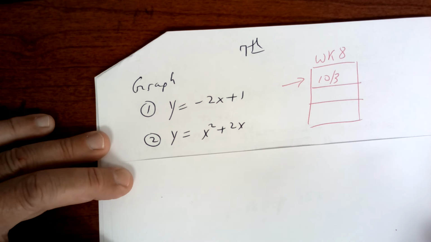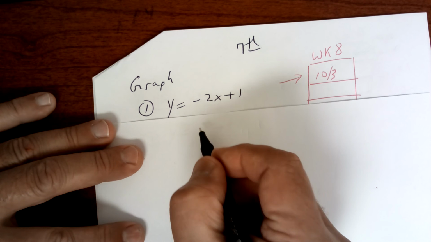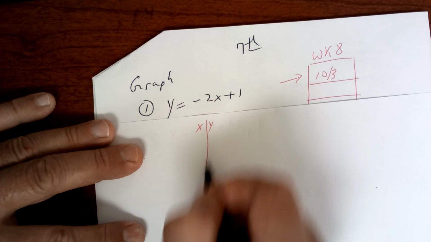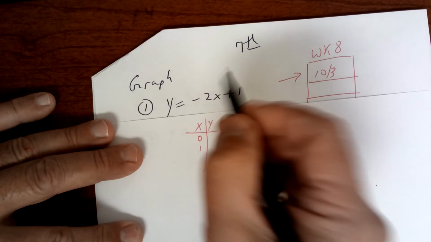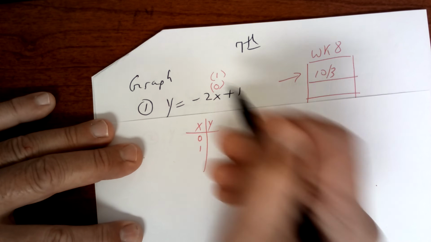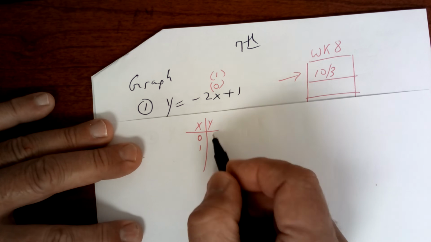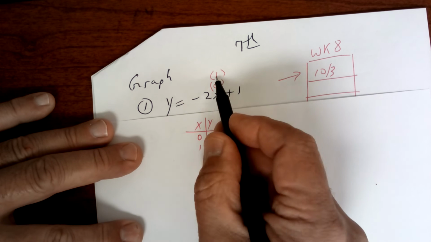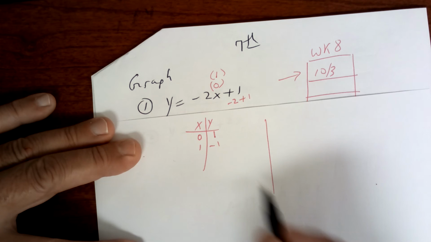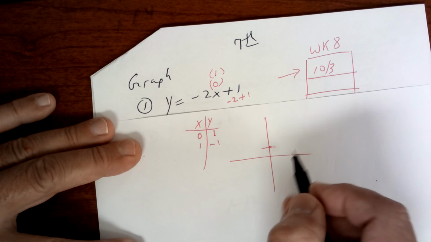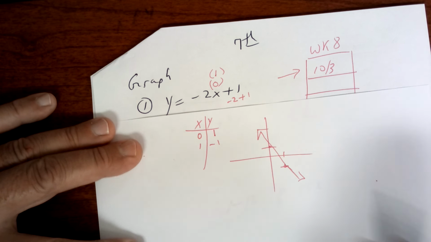So the graph number 1, you want to go ahead and make a table. So put X and Y. It's just a line here. So you want to put some numbers in here. 0 and 1 are good numbers to use. Okay? So -2 times 0 is 0, and 0 plus 1 is 1. -2 times 1 is -2, plus 1 is a -1. And so when you graph this, you go over 0 up 1, over 1 down 1, and your line looks like that, and you're done. And that's how you do that.